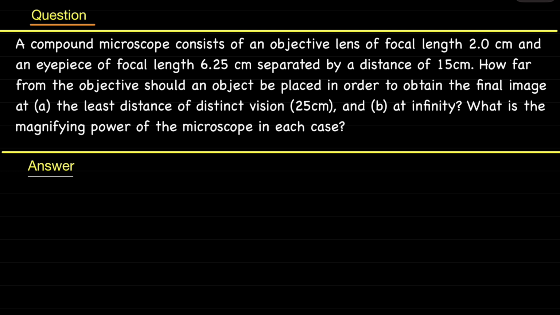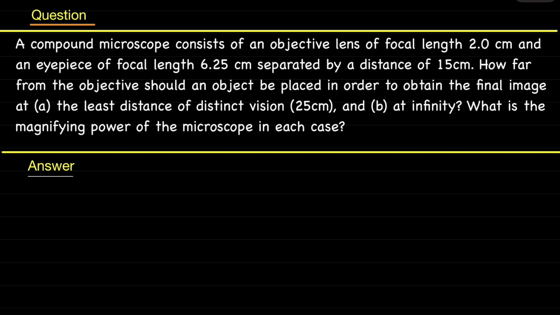Two positions are given in the question. First, the least distance of distinct vision, it's 25 centimeter, and at infinity. This is the first part of the question. In the second part, we have to find the magnifying power of the microscope in each case.